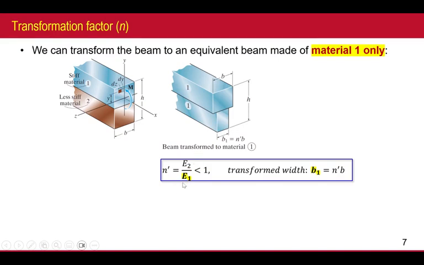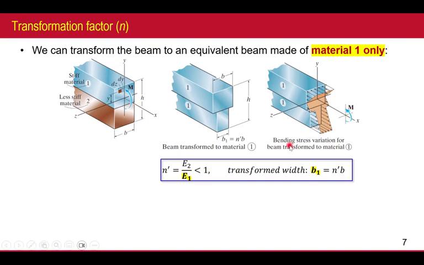Because E1 is greater than E2, that means n is less than 1. But after transformation, look on the screen, everyone. The key thing is to find the width after transformation. So that means b1 is equal to nb, where b is from the original one, and after transformation it is b1. So n is less than 1, so the width should be smaller. Everyone clear? Okay, that's the key thing, otherwise you put wrong things.